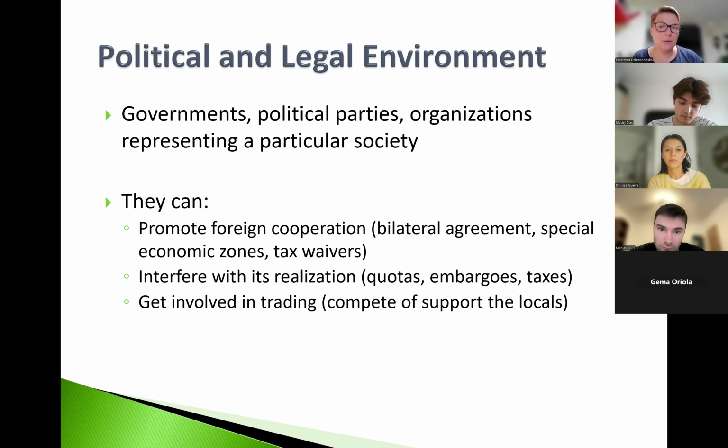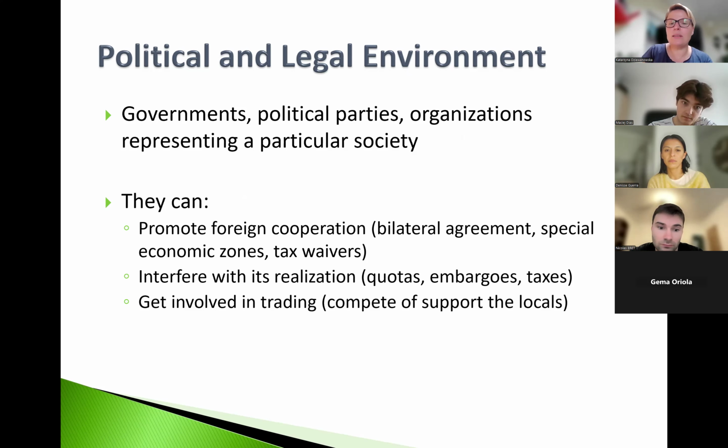Or they can interfere. So they can put limitations like quotas on export or import, embargoes, special taxes to protect their market, or they can get involved somehow. For example, they can offer support to the locals. They can offer some subsidies, some extra money to the locals to support them. And that is a way of interfering with the exchange, right? Because they make the competition a little bit unequal.